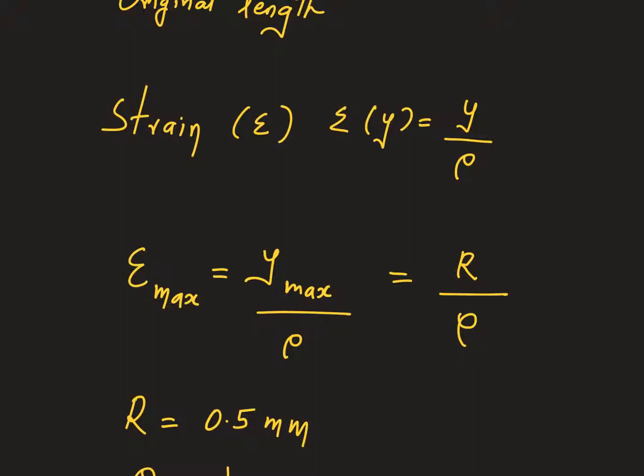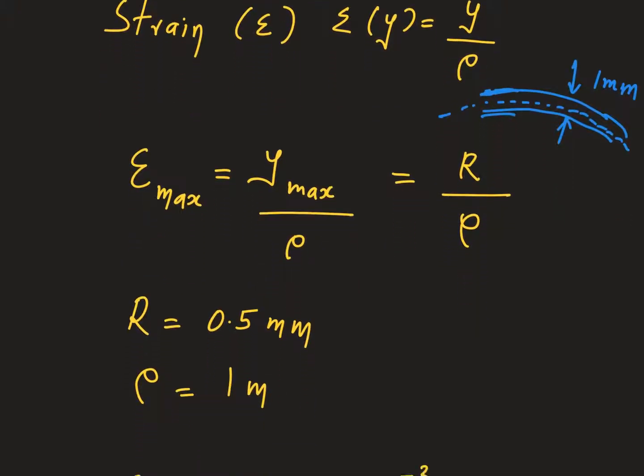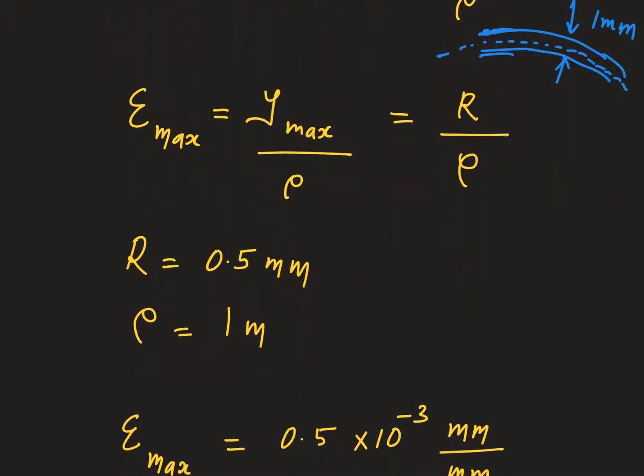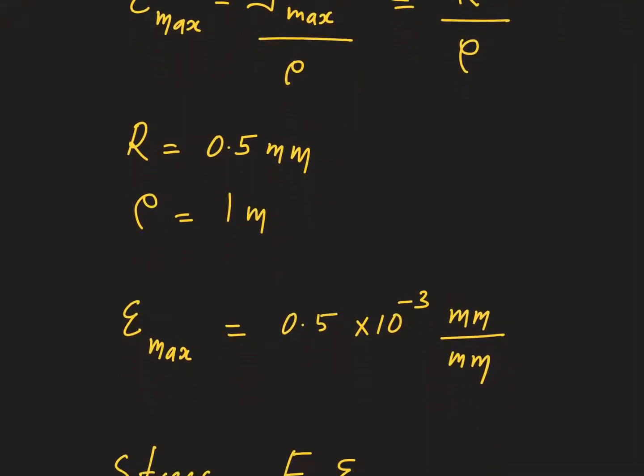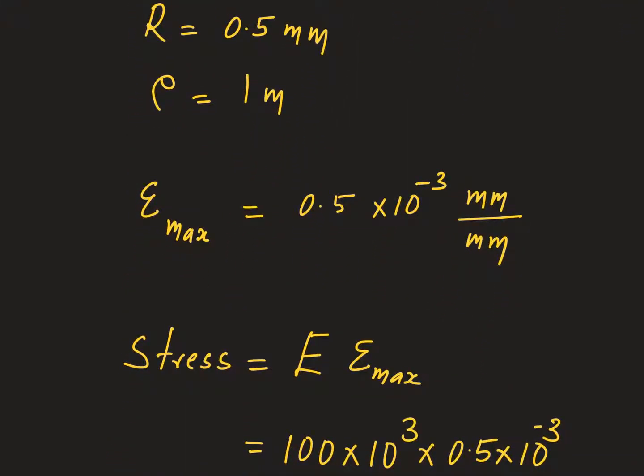This is very important. See, you are bending this wire. I am just magnifying. This is a wire which has a diameter of 1 mm. So this is the bent configuration of a small portion of the wire. Since the neutral axis will be passing through the middle, the maximum possible y max will be half of the diameter, that is 0.5 mm. Now the rest of the things are simply plug and check. You can evaluate the maximum value of strain.